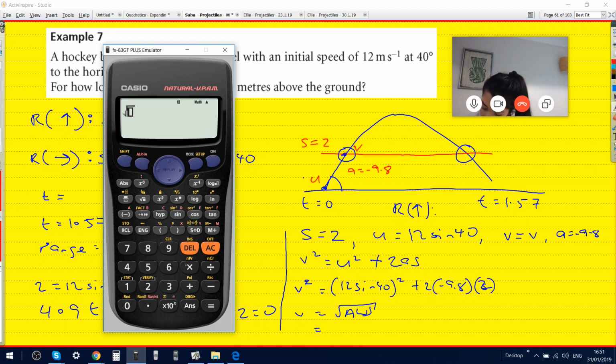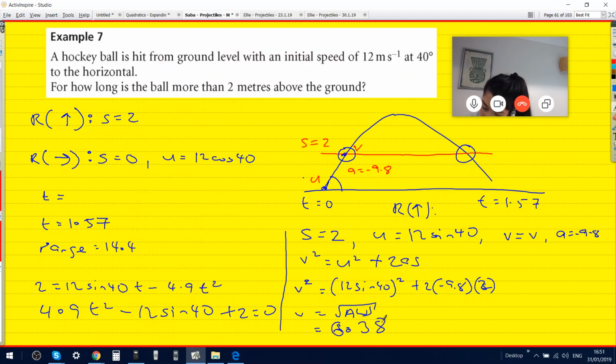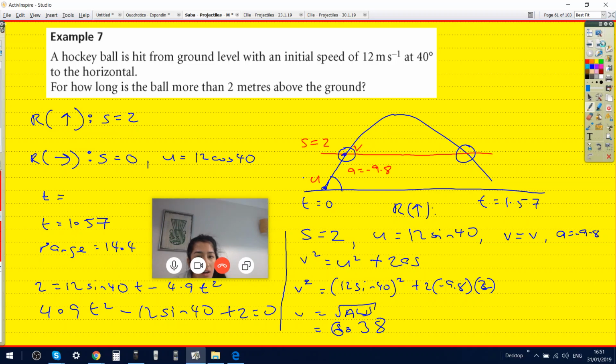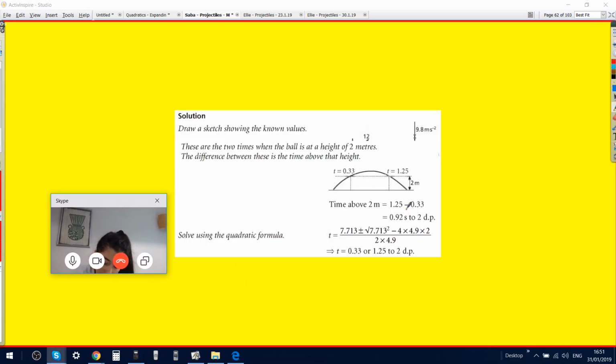Let me try it all in one. 12 sine 40 squared plus 2 times minus 9.8 times 2. I keep getting 20.29. But then when you square root that, I get like 4.5. So then we're saying that the V of that is either 6.8 or 4.9. Do I see it here?